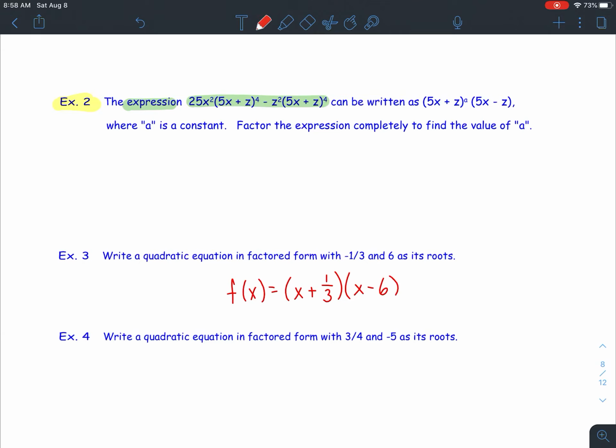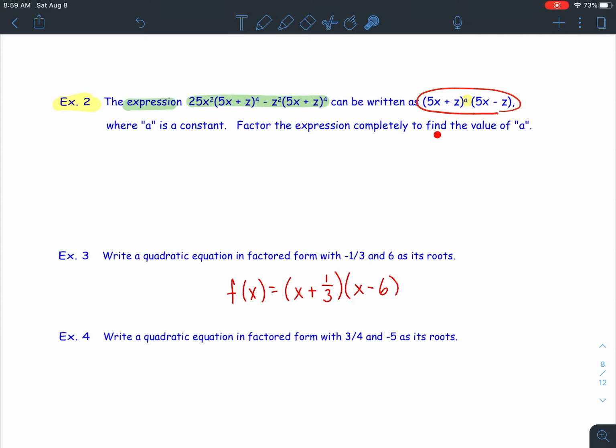These are not equations. It says this is an expression. Here they give you this expression, and they go on and tell you that if you were to factor this expression, it could be written like this. Now, notice what I circled in red there. Look at the exponent on this 5x plus z. See how there's a little a there? They say a is a constant. That means that's a number, but they're not telling you what that number is.